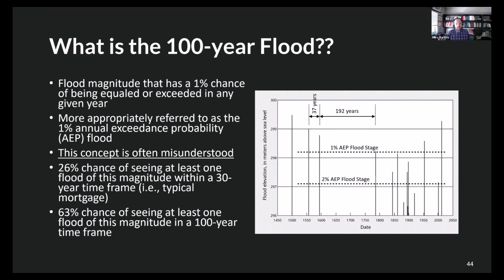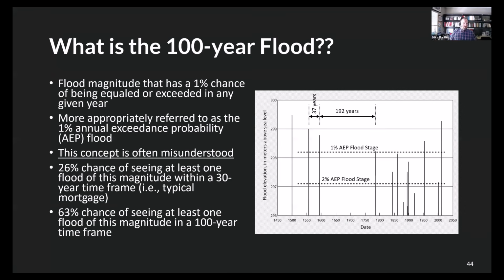There's a ton of misinformation out there regarding the X-year flood. What is a 100-year flood, right? In a more appropriate sense, it should be termed the 1% annual exceedance probability. Hopefully you guys have heard this before. When you're amongst friends, don't worry about calling it the 100-year flood, right?